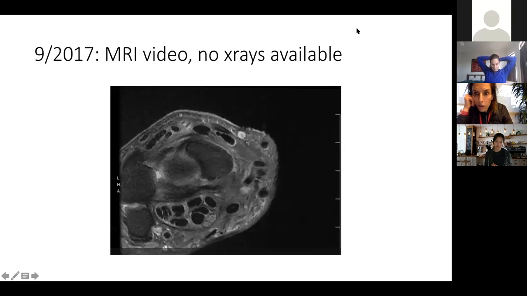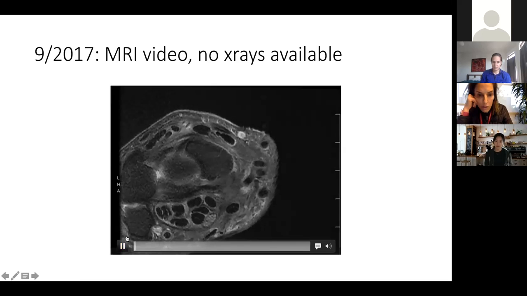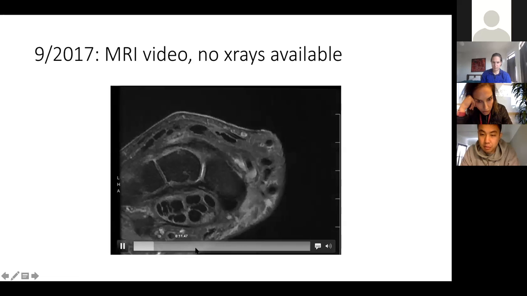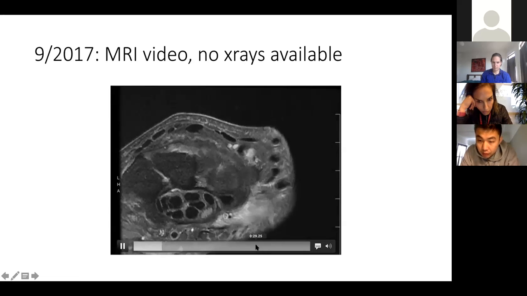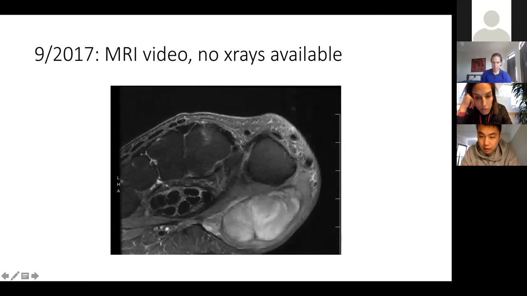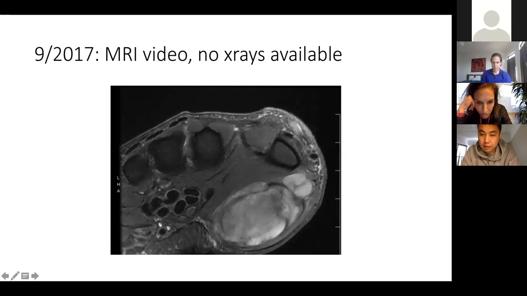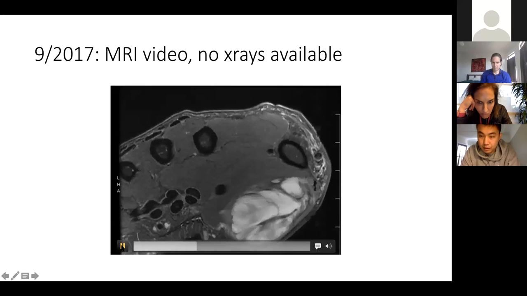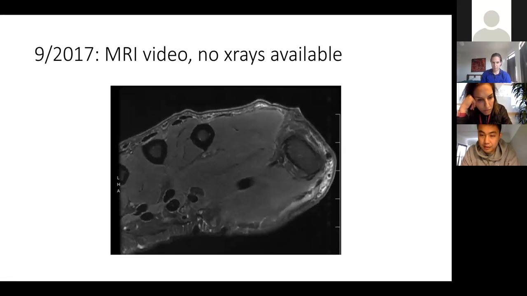Okay, so who have we got? Let's see. Howell, what do you see here? Ready? I think what we see here already is, on this axial slice, kind of on the volar surface, you have this large heterogeneous mass that I think doesn't look like it's soft tissue. Doesn't look like it's invading into the bone.